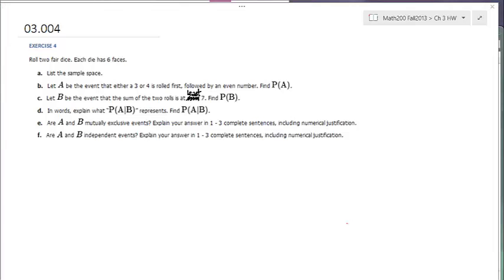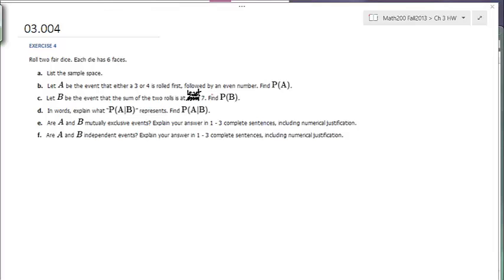This is from Chapter 3, problem number 4. We have a situation where we're going to roll 2 fair dice. Each die has 6 faces, and we want to select a sample space. Consider A as the event that either 3 or 4 is rolled first, followed by an even number. And then event B is that the sum of the rolls of the 2 dice is at least 7.